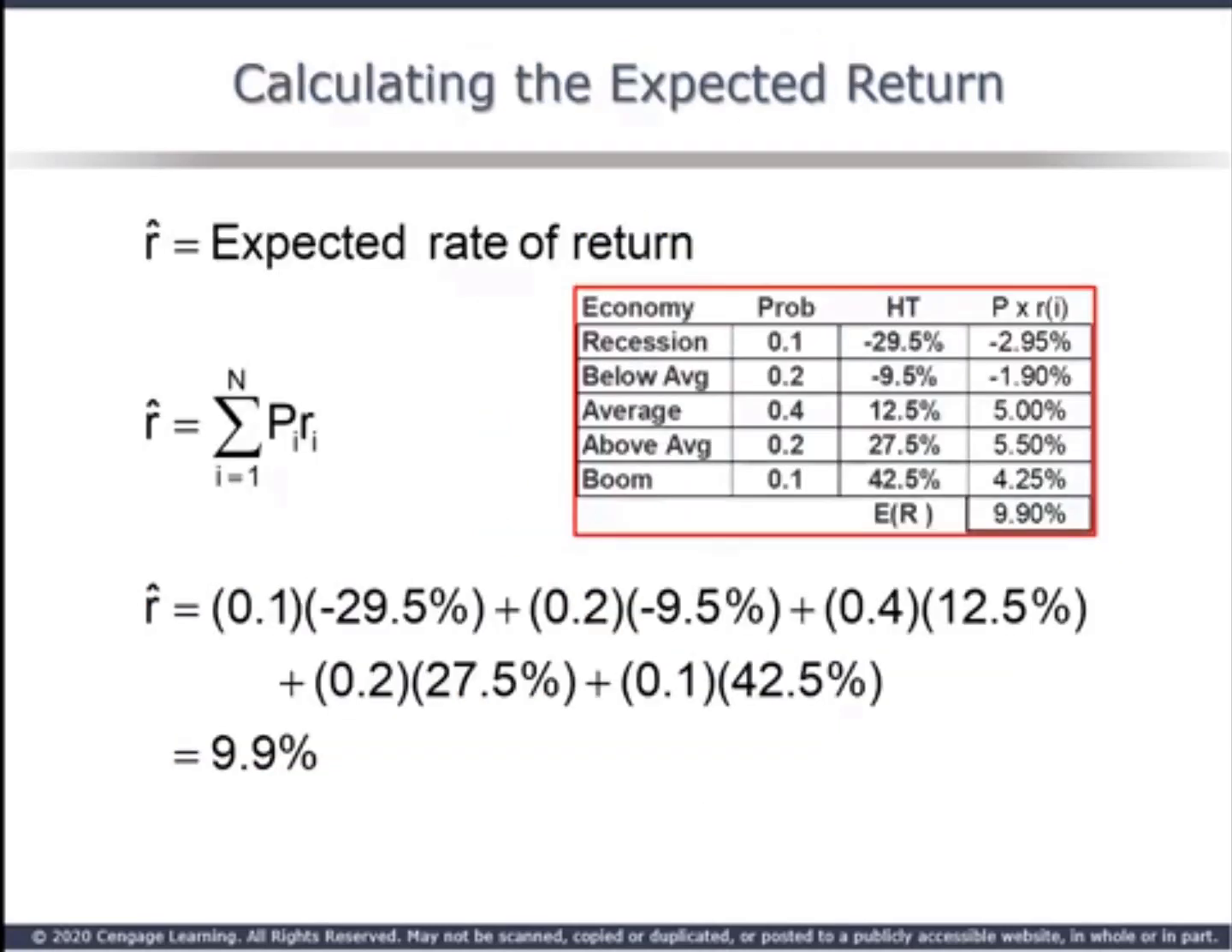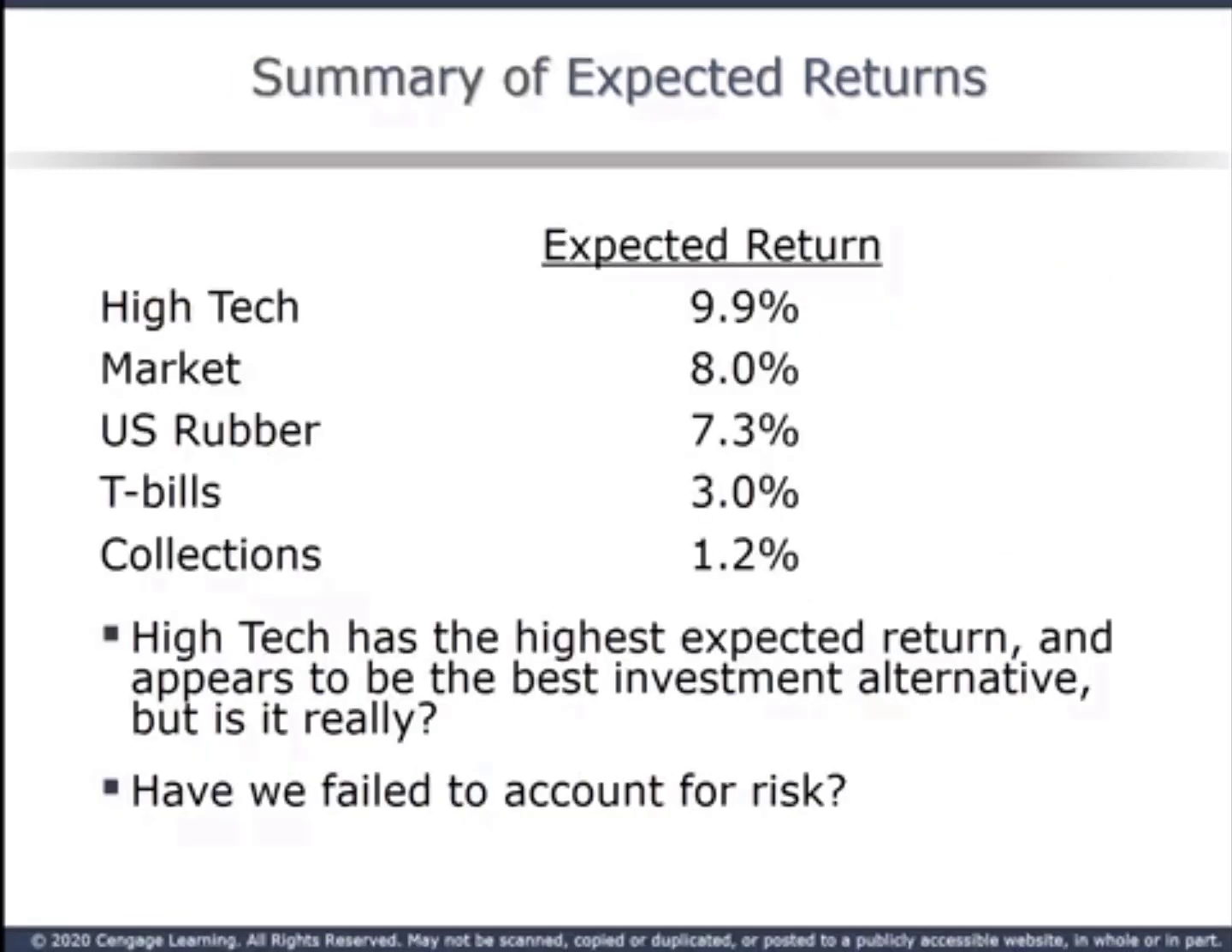Given the data on the states of the economy and the expected return for high-tech under each state, multiply across each probability times each expected return, sum the results to find the expected return for high-tech, 9.9%. Repeating those calculations for each asset in the sample, the results are shown on the slide. High-tech has the highest expected return. This means expected by you. The catch: we haven't accounted for risk yet.